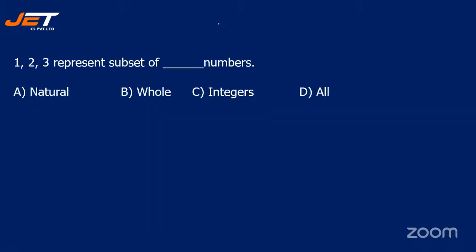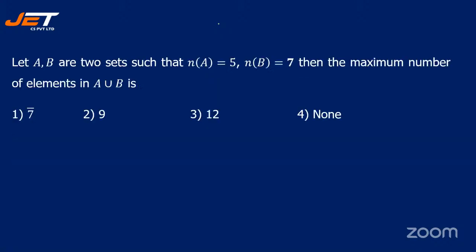All right. 1, 2, 3 represent subsets of dash number. See, one thing you should know, they are part of natural numbers. They are part of whole numbers. They are part of integers. So it is all. Everything is there. See the next question.